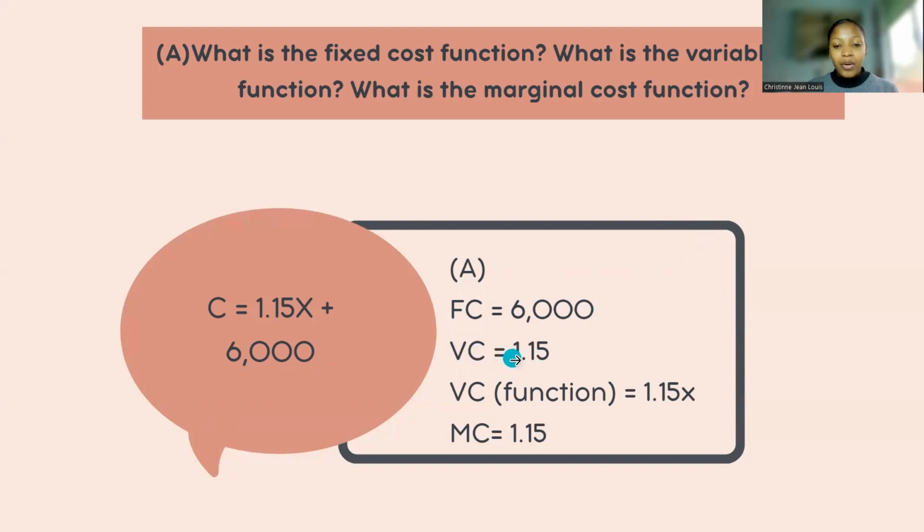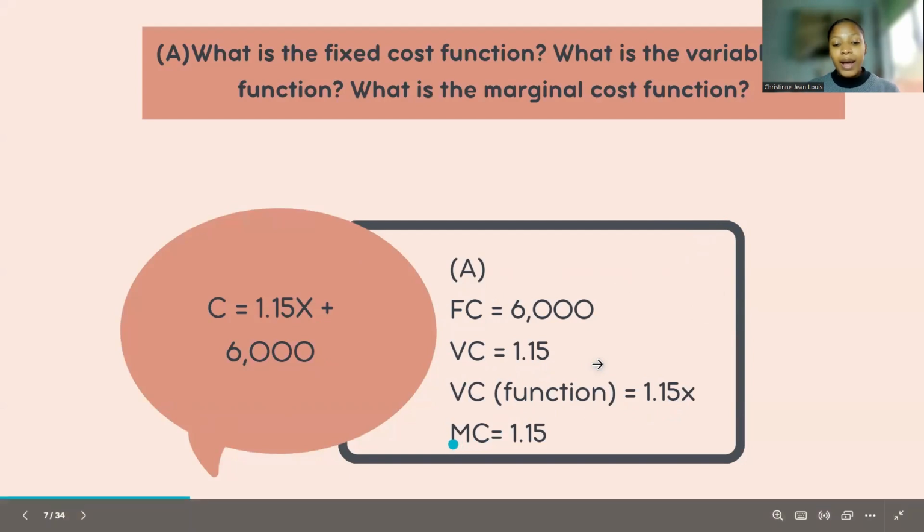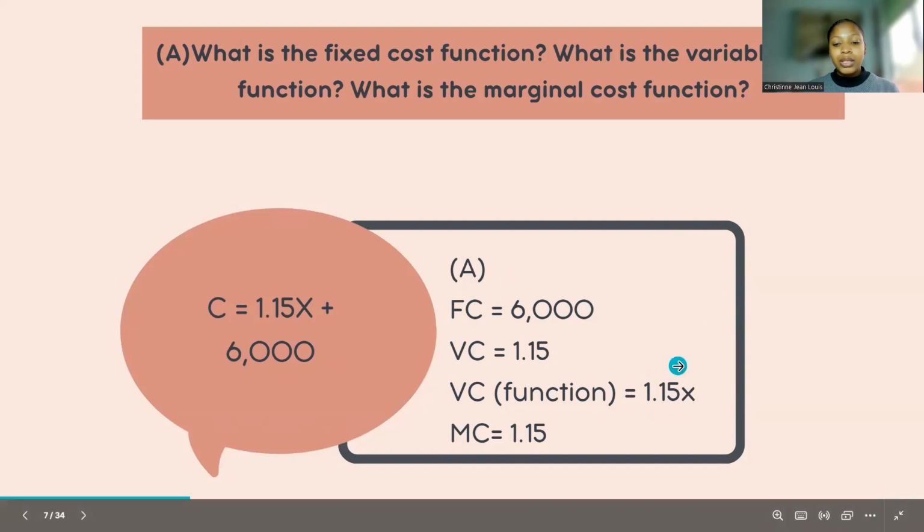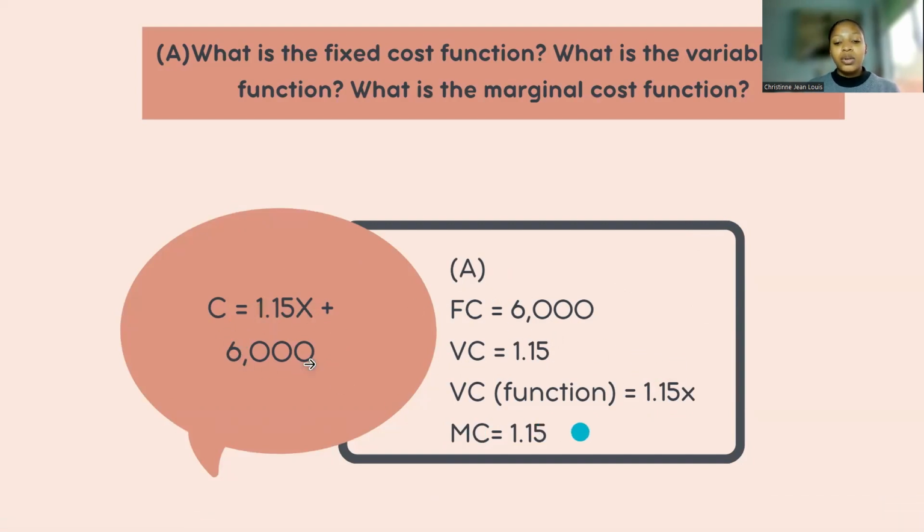We secondly needed to find the variable cost function. So we first have the variable cost, which is 1.15. So the variable cost function is equal to 1.15x. And third, we needed to find the marginal cost. So the marginal cost is the first derivative of the cost function. So that is why the marginal cost is 1.15.